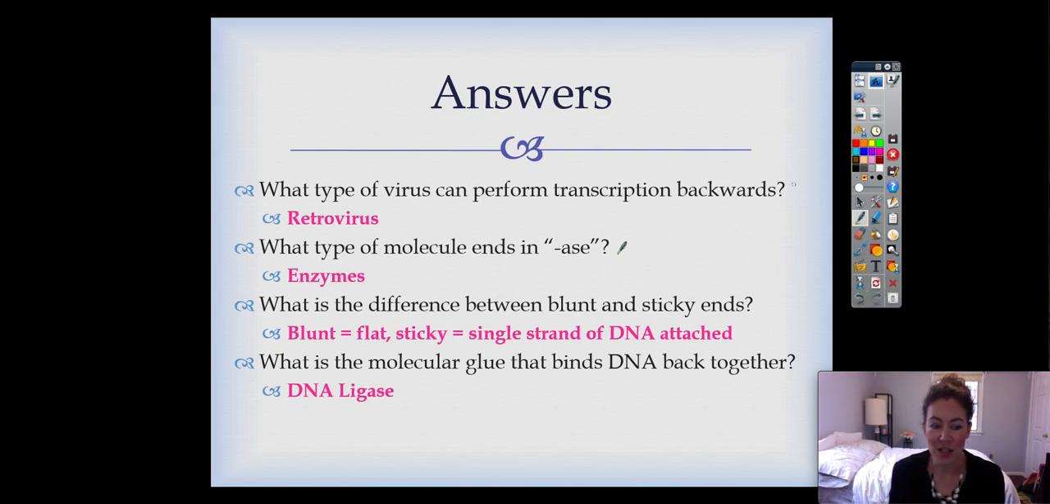Our next question down, what is the difference between blunt and sticky ends? So ends, what is the end of? It's the end of DNA pieces that are cut by restriction enzymes. Blunt ends are flat, it's a cut straight through the DNA. Sticky ends are staggered, so we've got our DNA with a little single strand, another chunk of DNA with a single strand, and these sticky ends match up to each other according to Chargaff's rule. So very important, those sticky ends.